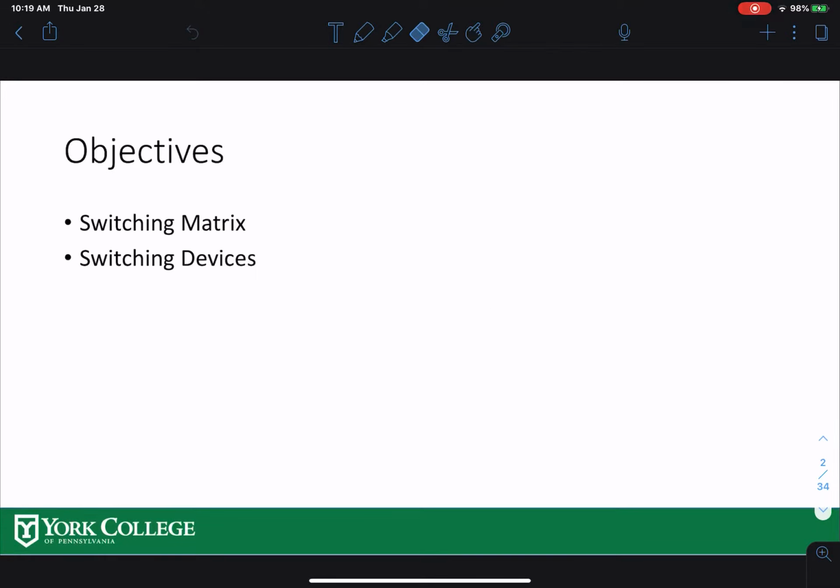We're going to talk about, first part is switching matrix, second part is switching devices. So let's talk about switching matrix first.